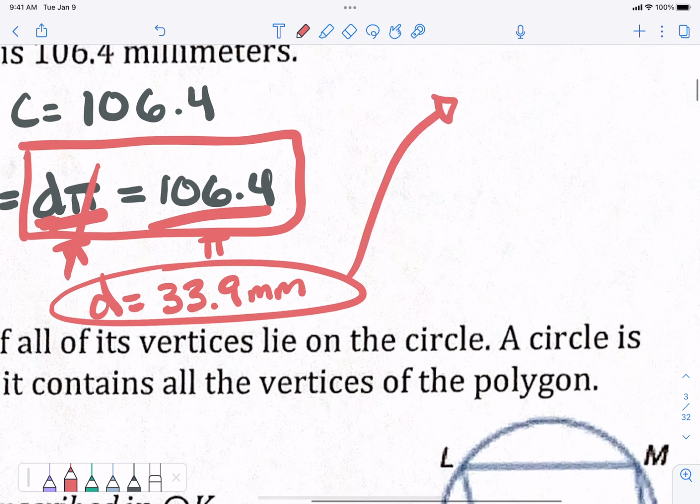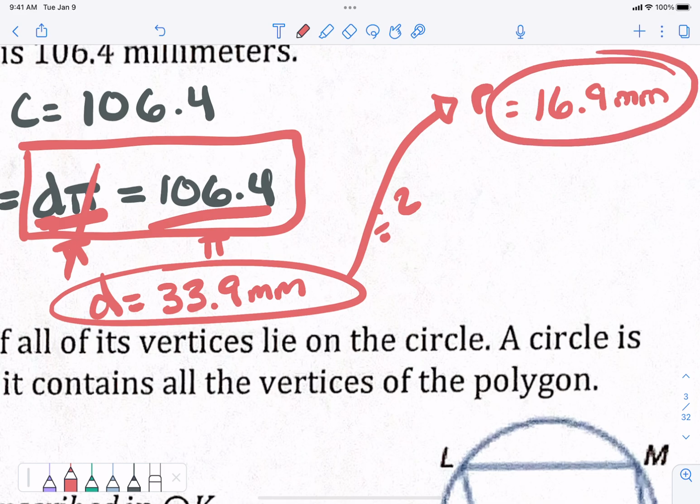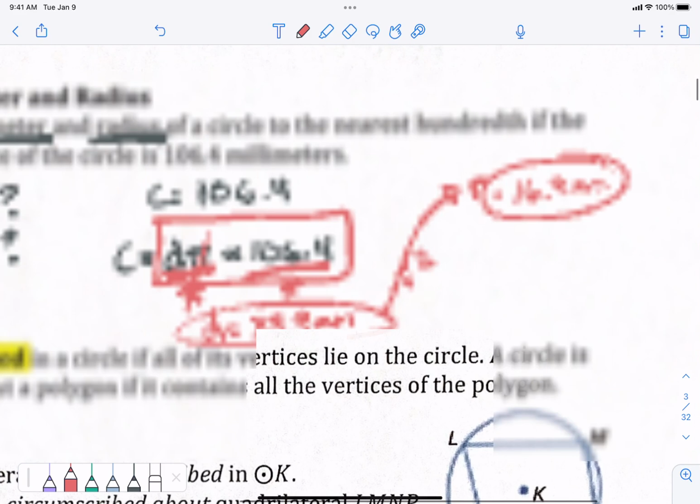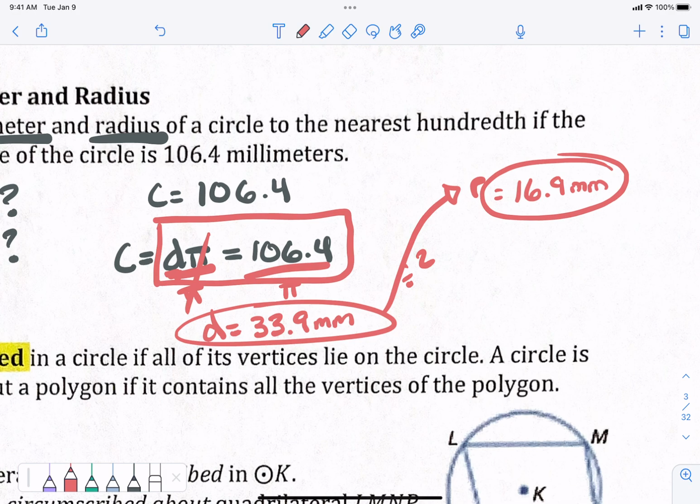Now how do I find the radius? Divide by 2, and that is 16.9 millimeters. Something like that. That's what it rounds to. Okay, so it's just working backwards. You're dividing by pi rather than multiplying by pi. Okay, good? Happy with that?